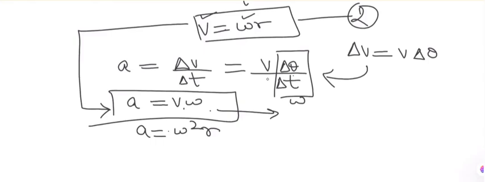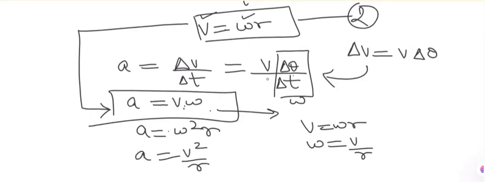Yeah, I was explaining equation 2. Equation 2 says V equals omega R. So I can even write omega as V over R. Right? Okay, so if I apply it over here, then I will get A is equal to V square over R. Isn't it? Any doubt still here? No, ma'am.